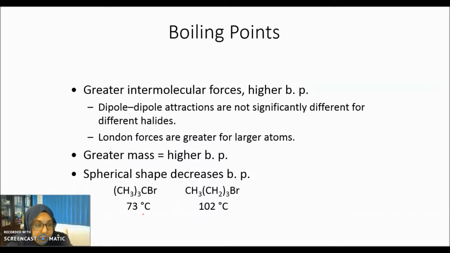Now, the next one, we will look at the properties of alkyl halide. We have greater intermolecular forces, higher boiling point. There are two types of causes for these differences in boiling point. One is dipole-dipole interaction and London forces, as well as spherical shape. Spherical shape decreases the boiling point. Very simply, greater mass, higher boiling point.